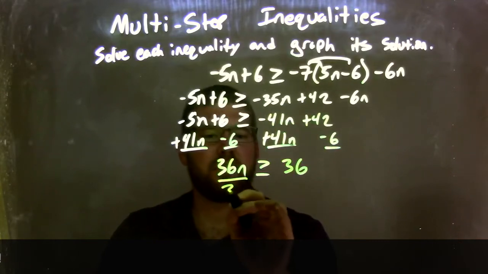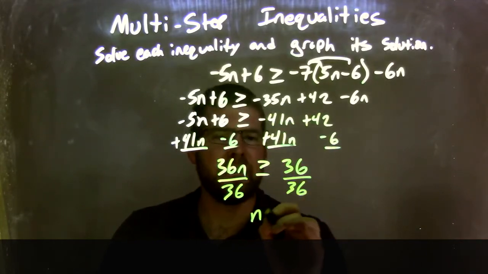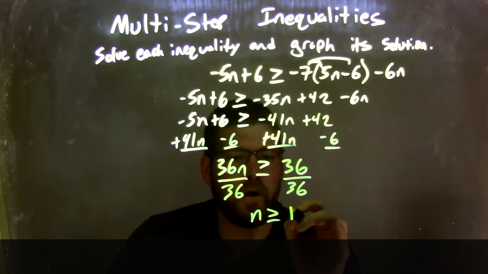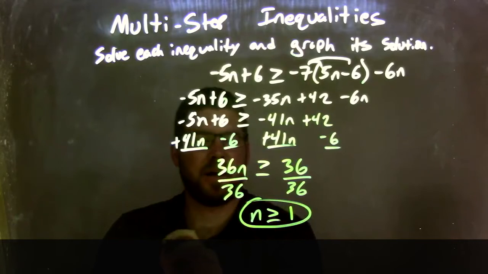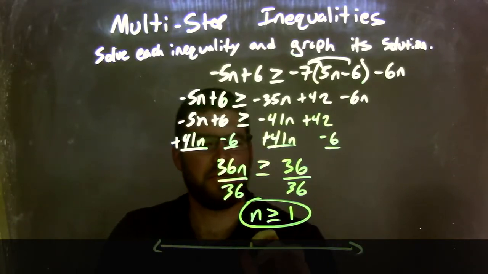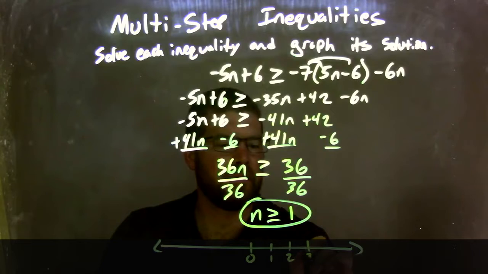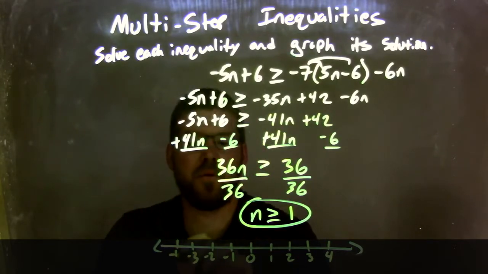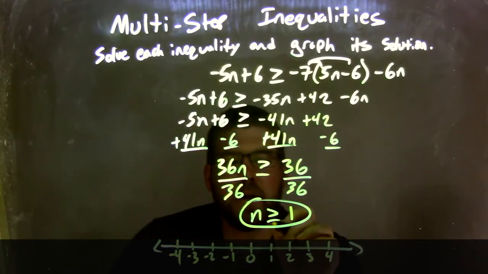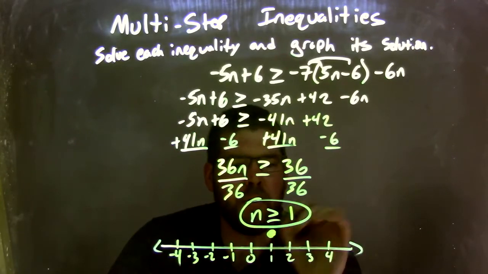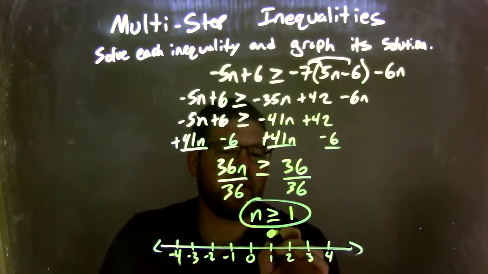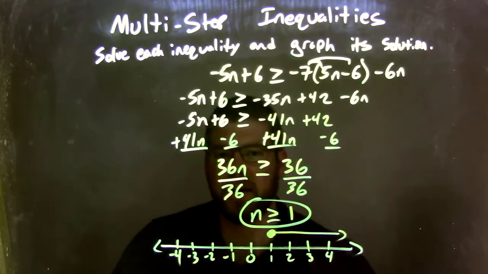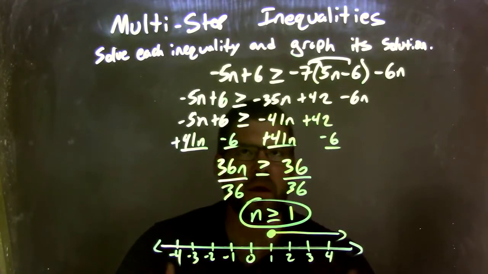I divide by 36 on both sides, leaving me with n by itself on the left, and it's greater than or equal to 36 divided by 36, which is 1. So now we have n isolated. I can graph it. Okay? So we have 0, 1, 2, 3, 4, and negative 1, negative 2, negative 3, negative 4. Well, if n is greater than or equal to 1, I have a closed circle at 1 because it can equal that 1. And then I put my arrow to the right because we said n is greater than that as well. And so now we have a graph here that matches our final answer, which is n is greater than or equal to 1.